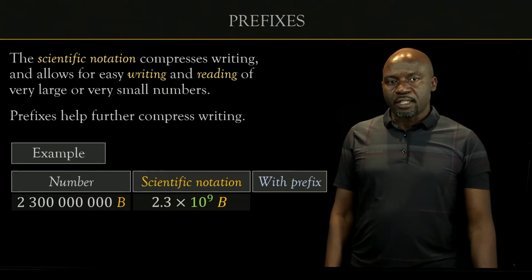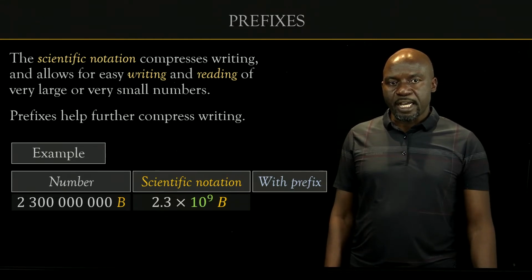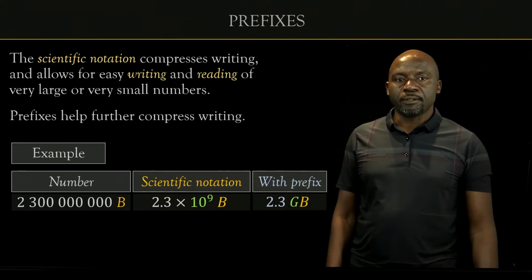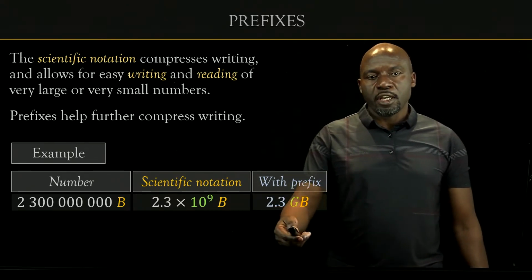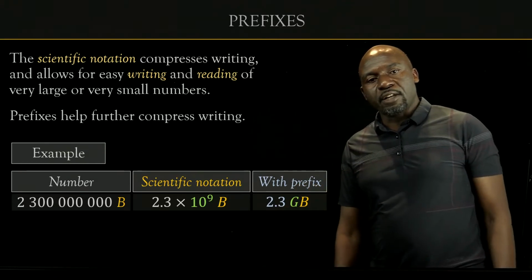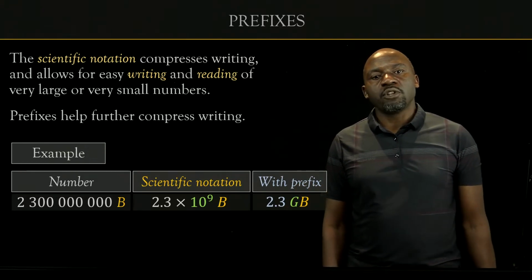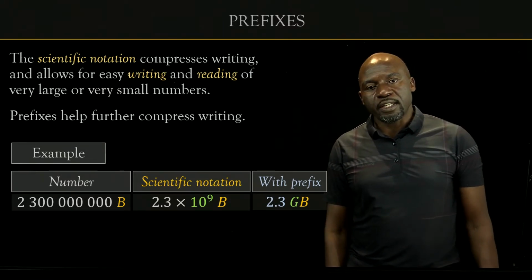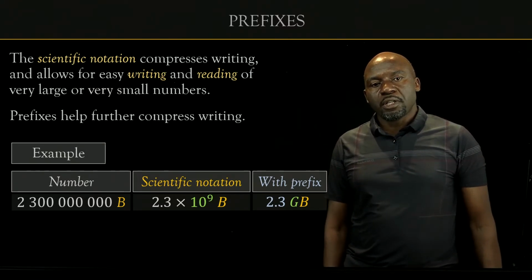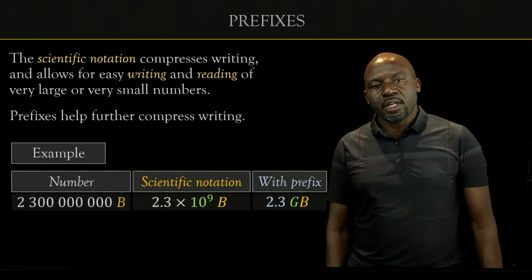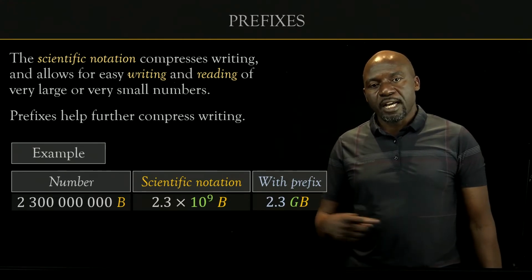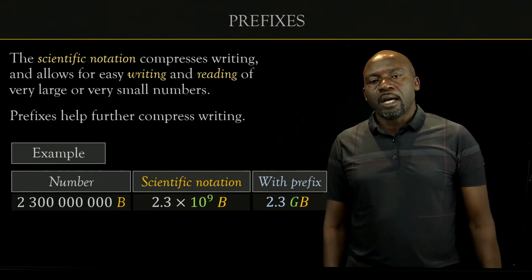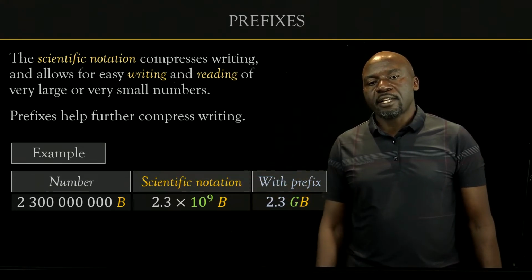And so instead of writing 2.3 times 10 power 9 bytes, I can write 2.3 gigabytes. Okay, so the G here takes the place of the 10 to the power of 9 and even the multiplication sign, because we know it is there. So 2.3 gigabytes is the same as 2.3 times 10 power 9 bytes, and 10 power 9 means 9 zeros. Okay, and so that can replace that number there.